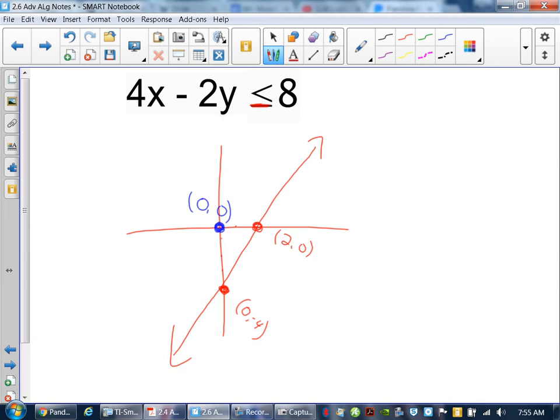So what's 4 times 0? 0. What's 2 times 0? What's 0 minus 0? Is that less than or equal to 8? Yeah. So that is true, which means we cover the truth.